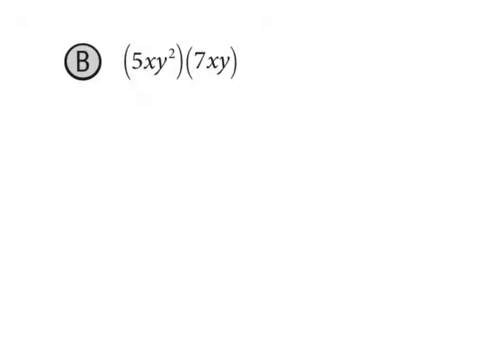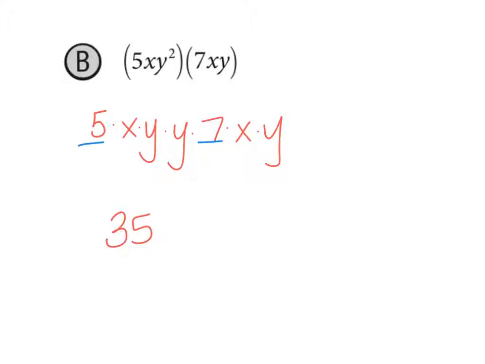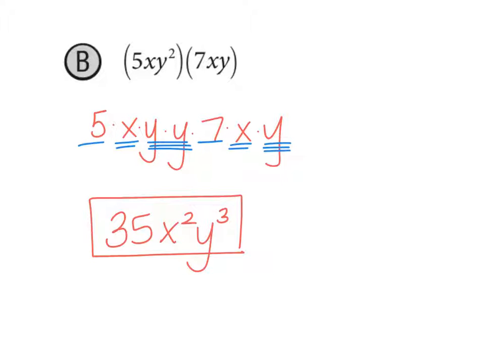Example B here is very similar. When in doubt, I'll expand it out. Times y times 7 times x times y. Group my similar things together. So 5 times 7 is going to give me 35. I have 1x, 2 x's, so x squared. And then 1, 2, 3 y's, so y to the third. If you have any questions, you need to write them down or put a little star in your notes to ask about this specific example in class tomorrow.